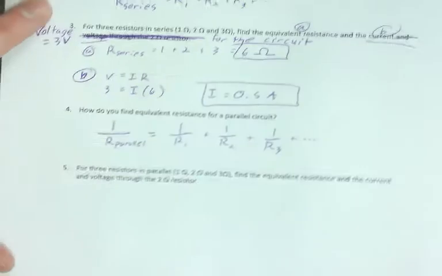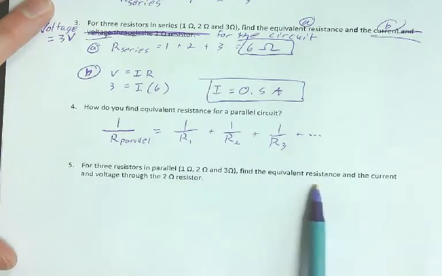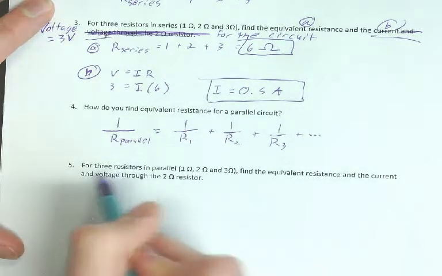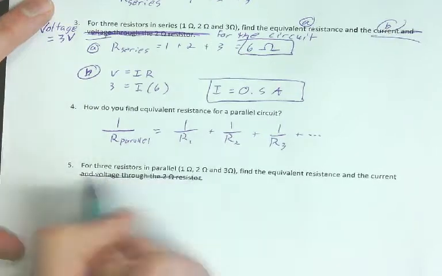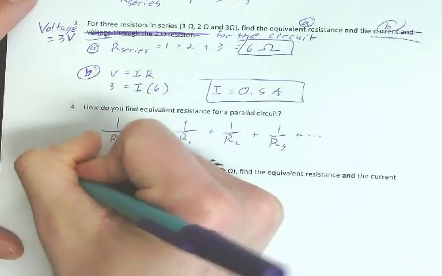Let's go ahead and do number 5. So 3 resistors in parallel, 1, 2, and 3. Find the equivalent resistance and the current. And once again, voltage is 3 volts.